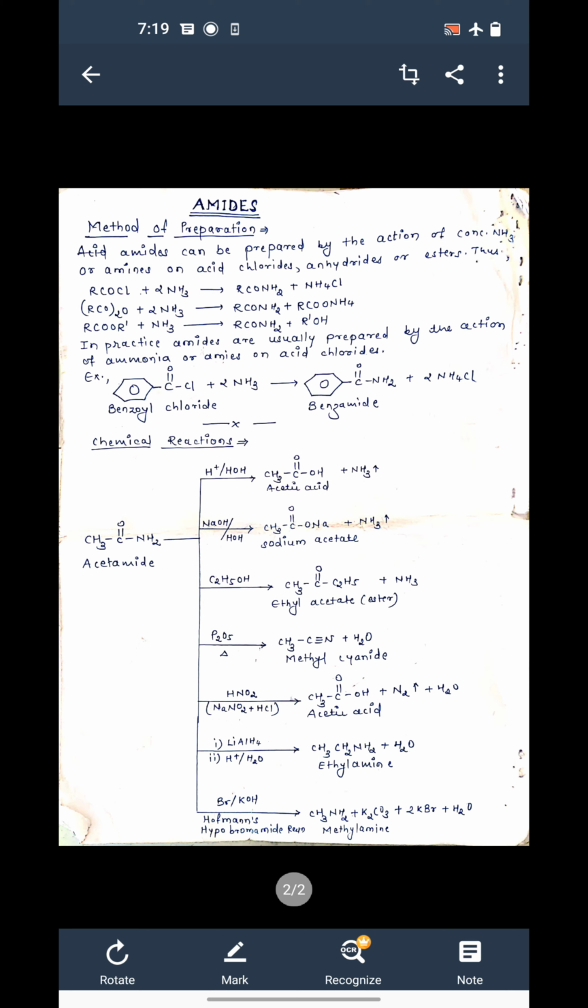Acetamide undergoes dehydration in the presence of P2O5, so it gives us methyl cyanide. On reaction with NaNO2 and HCl, it gives us acid, and N2 gets removed here. On reduction, acetamide gives us ethylamine, and on Hofmann's hypobromamide reaction, acetamide gives us methylamine as a product. So these are the chemical reactions of amide.